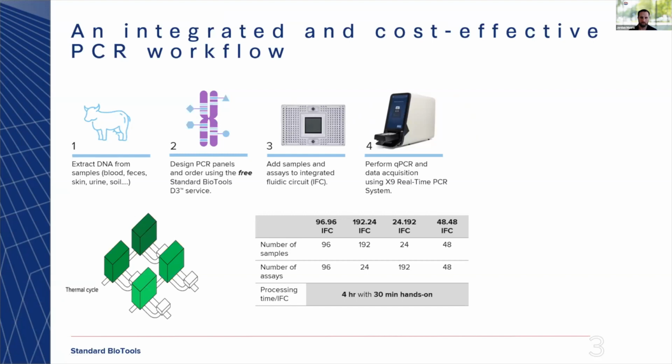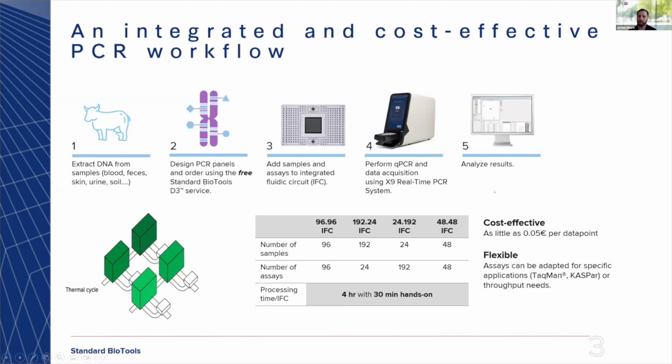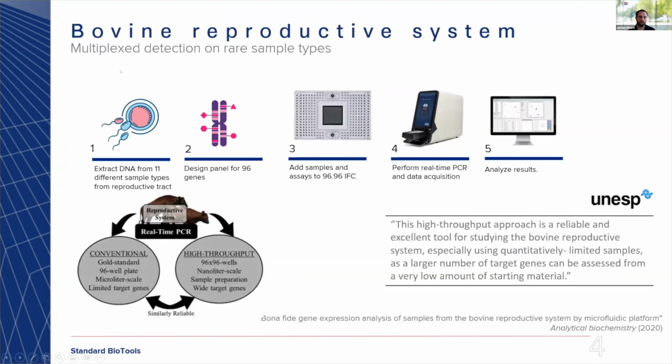So you can just load your assays and samples, put it into the X9 system, and your results will be ready in the morning. And you can analyze that quickly with the free software that's available on our website. It can be as little as 5 cents per data point, and we can even adapt for specific applications if you already have assays in a particular chemistry.